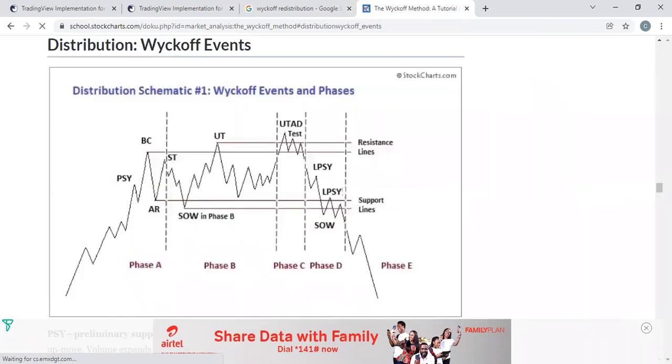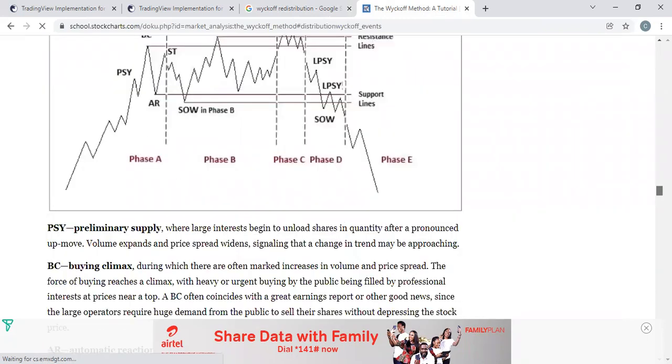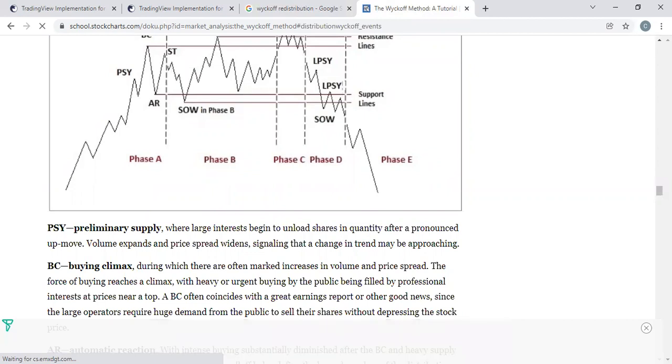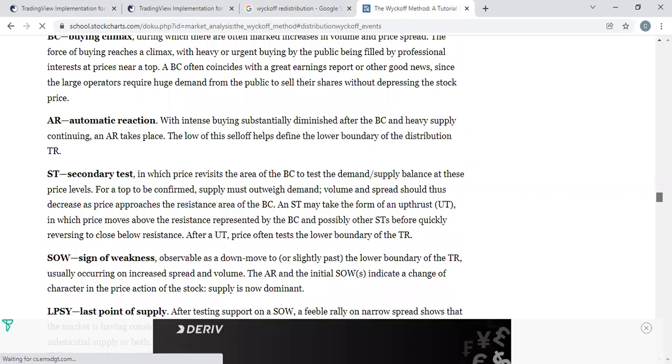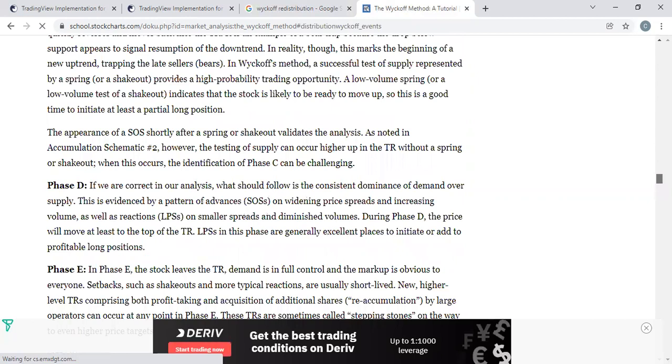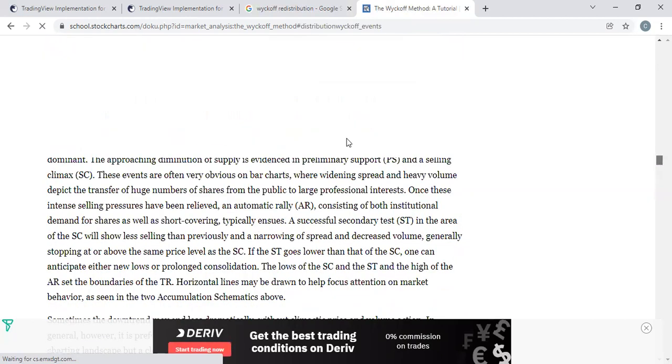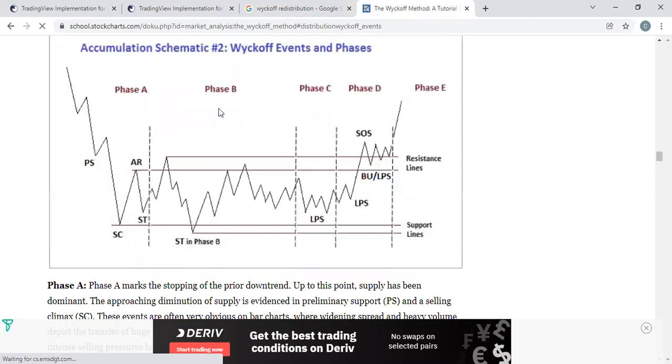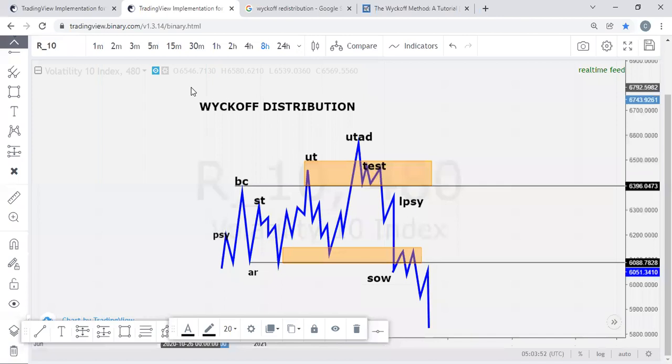You can read it in detail to learn the meaning of PSY, preliminary supply. You have your automatic reaction, your buying climax, your secondary test, sign of weakness, SOW, last point of supply, and all of that. So that is what all these things mean, or you can read all of that on the site here. But the idea of this video is to show you how you can apply all these things to making profit in your trading.